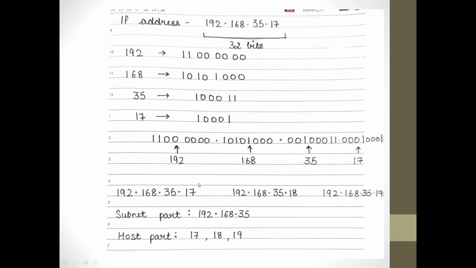First one is the network part, and the second is the host part. The network part is the part of the IP address that identifies the network to which the device belongs. It specifies the network address and is used by routers to define how to forward packets within the network. The size of the network part is determined by the subnet mask.